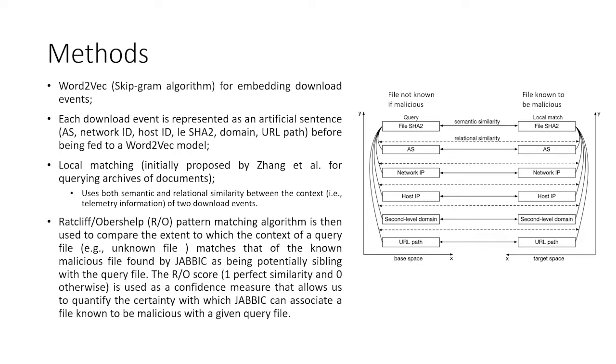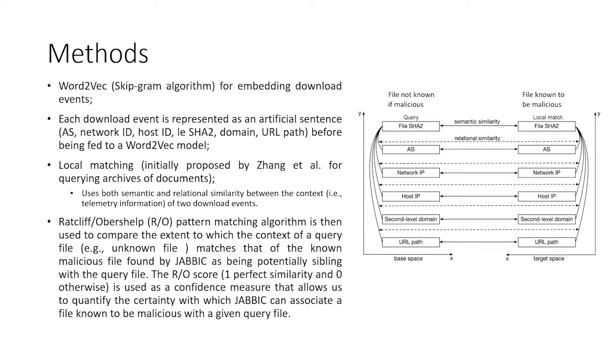Now, to identify matches for a given input file, which is the unknown file that we don't know whether or not it is malicious, we adopt a search method developed by Zhang et al. that finds terms in the previous time slices that are semantically closest to a given input term in the present time slice. The method of Zhang et al. was designed specifically for querying archives and collections of past documents, but we've adapted it to our own context.